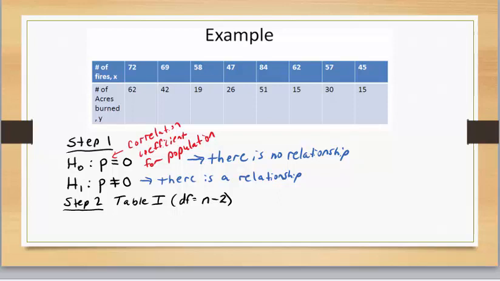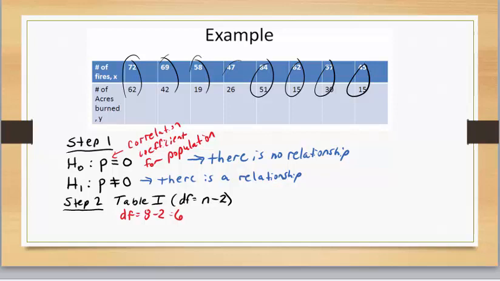So remember that this is a data value, and this is another one, and this is another one. So we have, and I'm just going to count them here, 1, 2, 3, 4, 5, 6, 7, 8 data values. So our DF is going to be 8 minus 2, which is equal to 6.